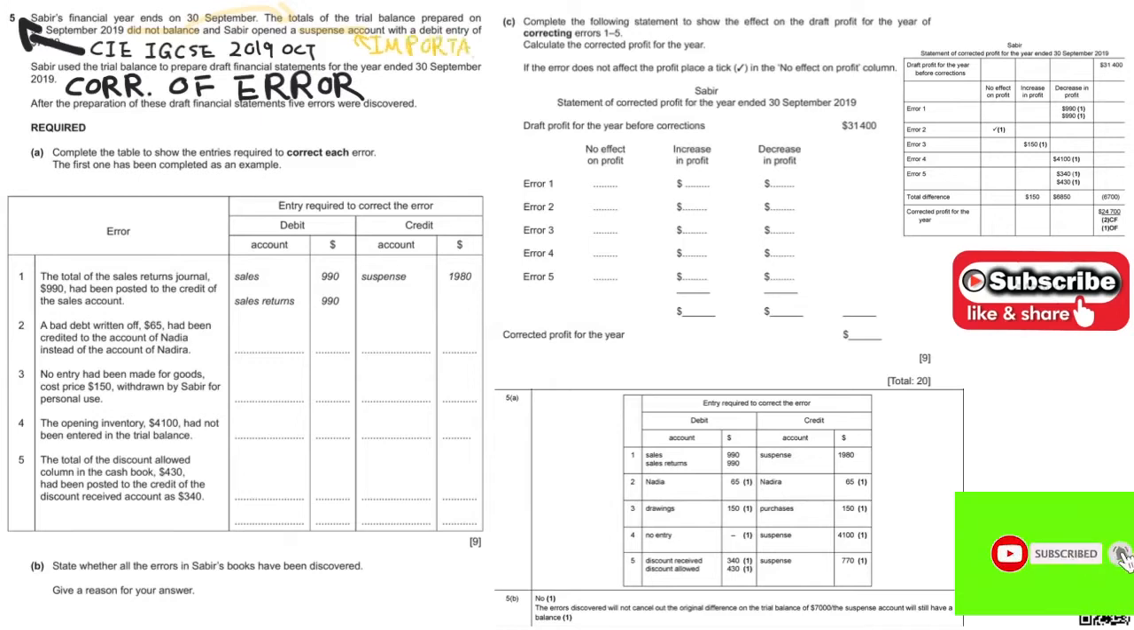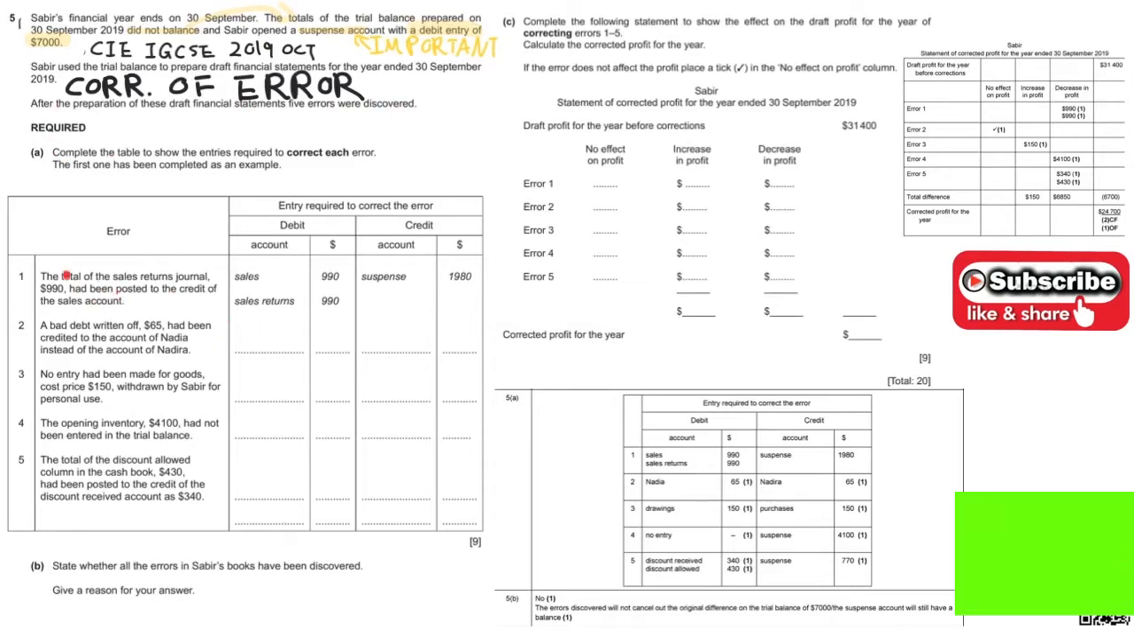As you recall, you have learned about errors with suspense account and without suspense account. So here is the information I would like to highlight. There is a debit entry of 7,000. This is very important data that later on we have to make use of. Next, for part A, it talks about five errors and we have to do the correction of error.